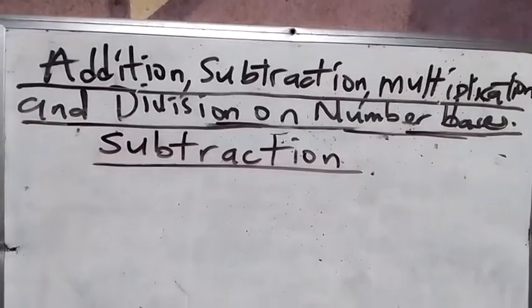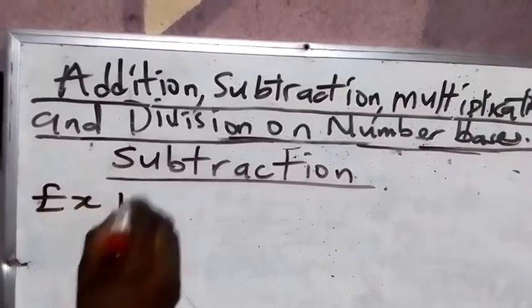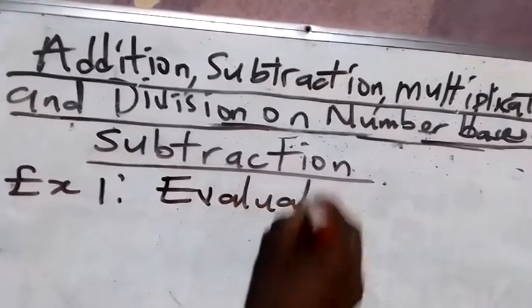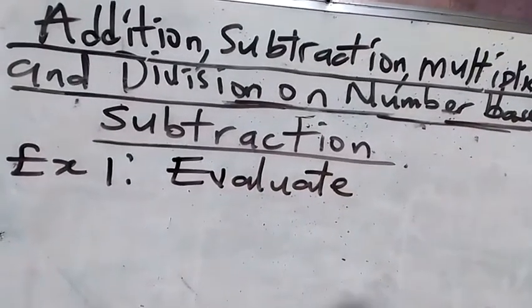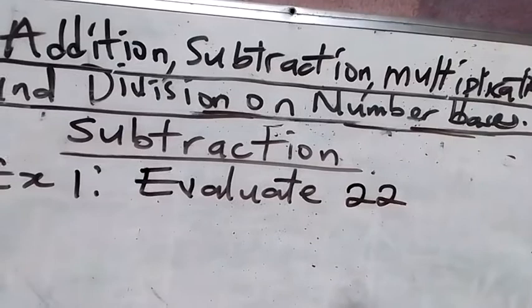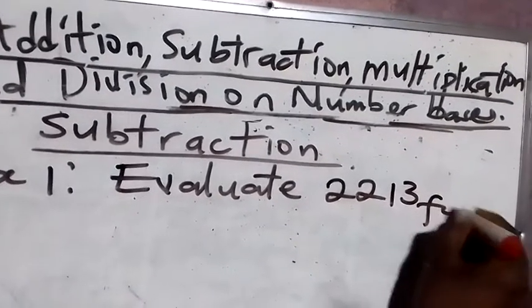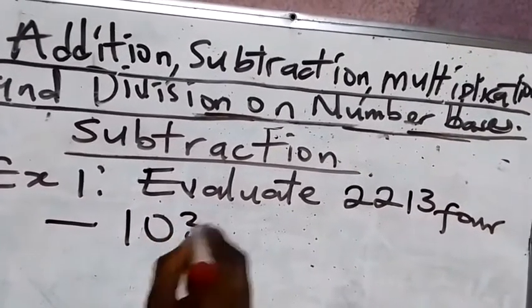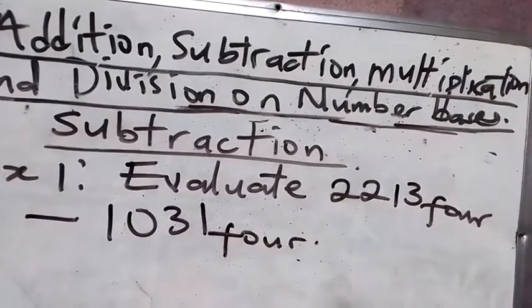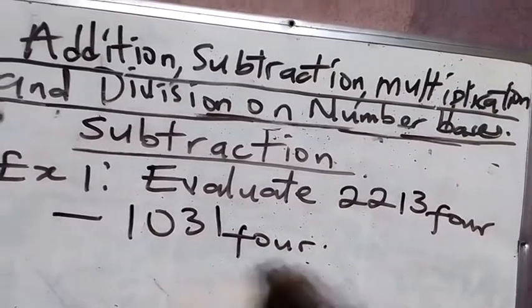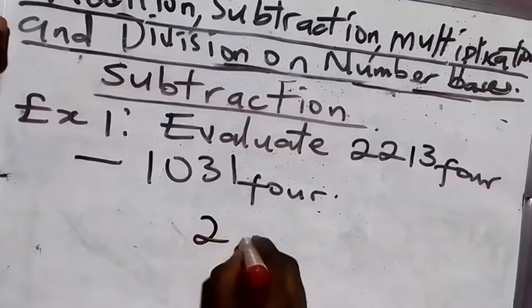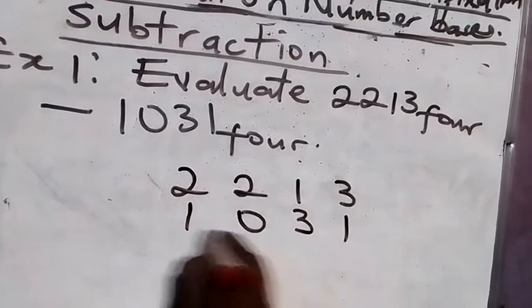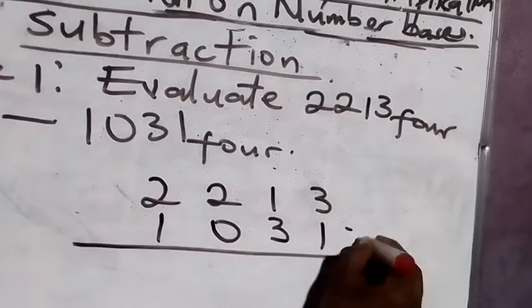Now, example 1. Evaluate 2213 base 4 minus 1031 base 4. Now, the way we should arrange it, 2213, 1031, base 4.